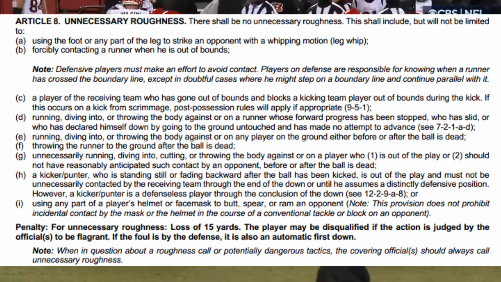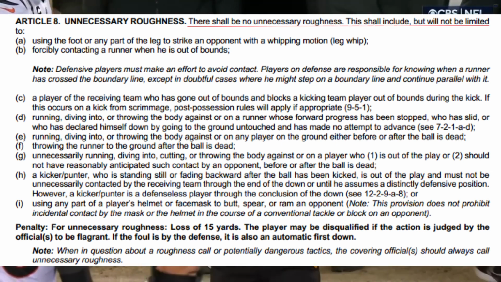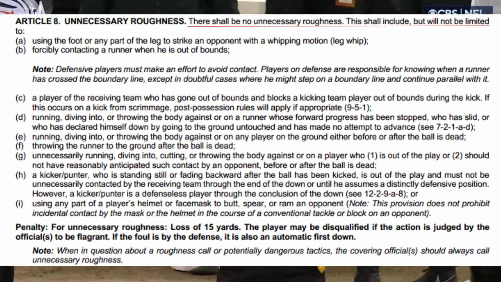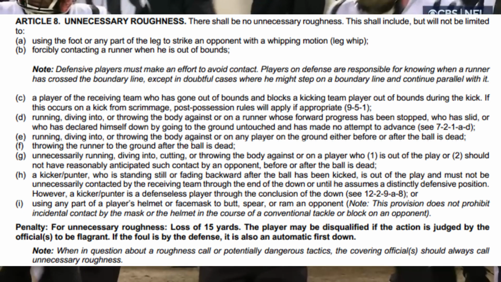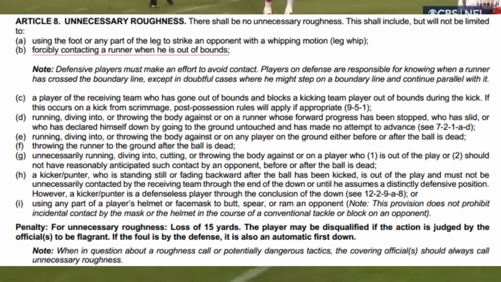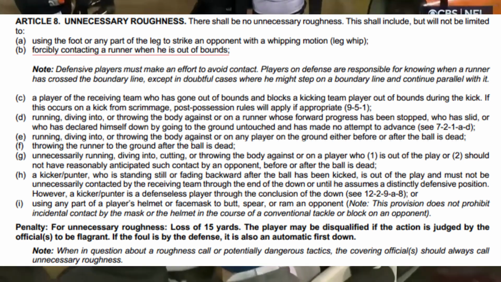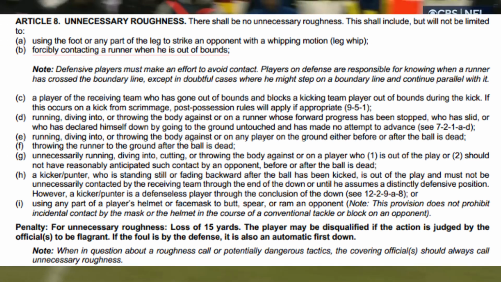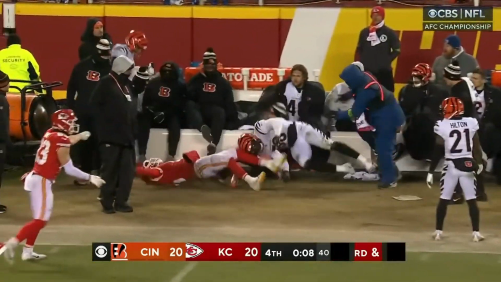So this is Rule 12, Section 2, Article 8. It's what covers unnecessary roughness. There shall be no unnecessary roughness. This shall include, but will not be limited to, and we're looking at B, forcibly contacting a runner when he is out of bounds. So the big question that we have to answer when looking at Ossai and Mahomes is, was it forcible contact? Because there is contact for sure. But let's take a look at if it's forcible. So that's the first thing we're looking for.